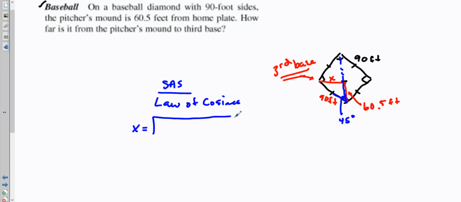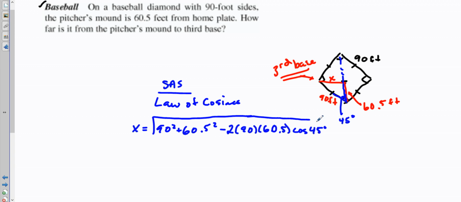So we're going to take the square root of 90 squared plus 60.5 squared minus 2 times 90 times 60.5 times the cosine of the angle opposite, which in this case is 45 degrees. We put this into our calculator, and what you should get is that the distance is right around 63.7 feet. That's what you should have there.